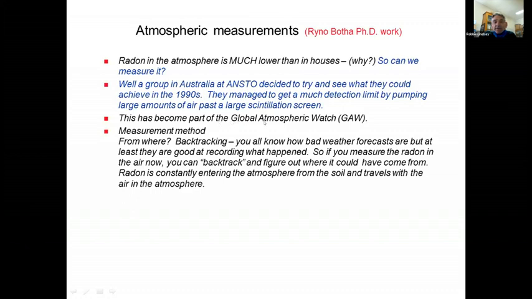This has become part of the global atmospheric watch system, where people measure all sorts of things in the atmosphere around the world to try and study the atmosphere. And this, of course, has become big industry due to climate change. One of the places, I'll show you in a minute, where it's measured is South Africa.